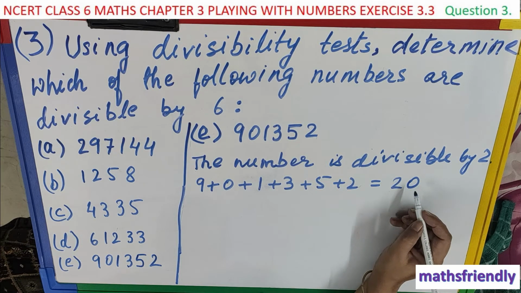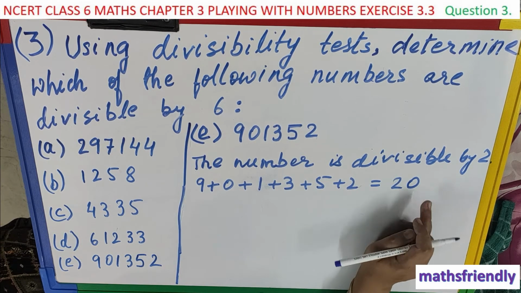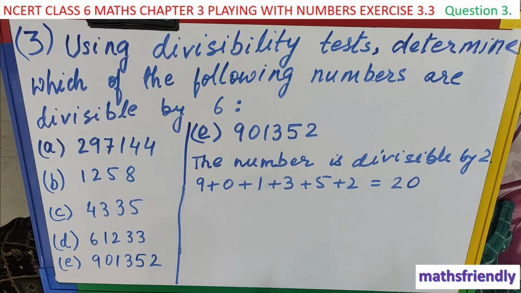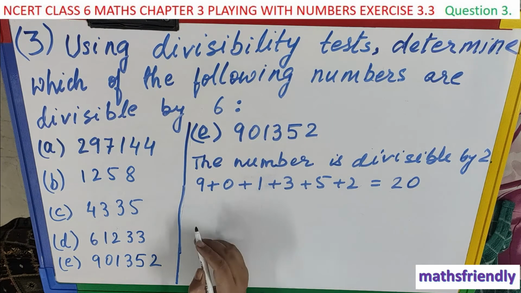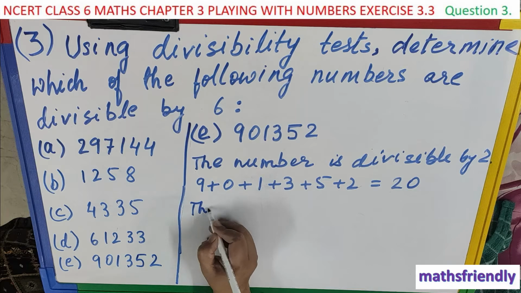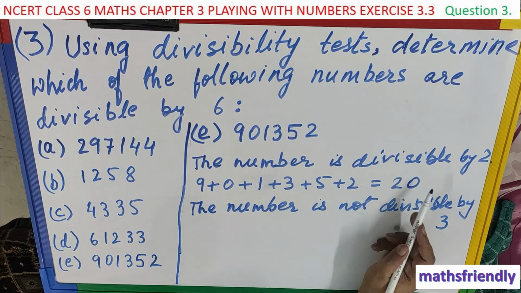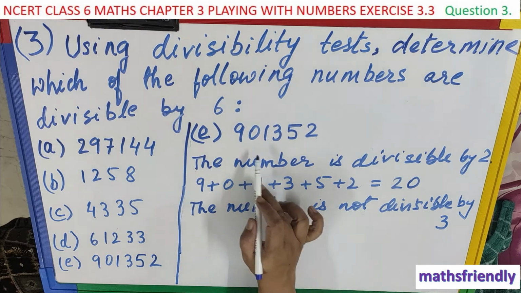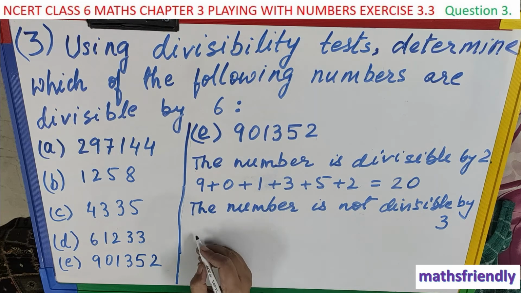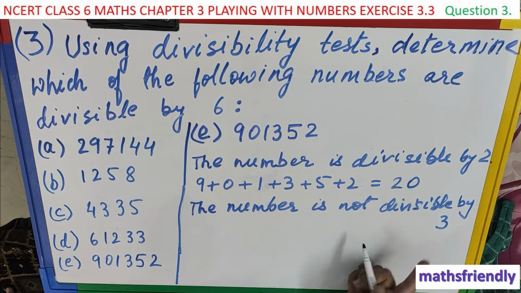Is 20 divisible by 3? No, 20 is not divisible by 3. It means this number is not divisible by 3. So we will write the number is not divisible by 3. So, it is divisible by 2 and it is not divisible by 3. It means it is not divisible by 6, because for its divisibility by 6, it has to be divisible by both 2 and 3.